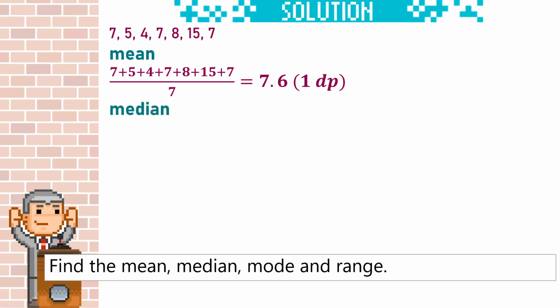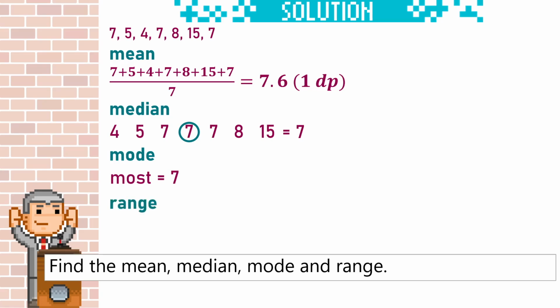Next, look at the median. So the first thing we need to do with the median is put them in order of size. Next, we cross off 1 from each side and keep crossing them off until we're left with 1 or 2 in the middle. We're left with 1 in the middle here, so our median is 7. To find the mode is the most common. Looking at the numbers, 7 comes up the most, so 7 is the mode.